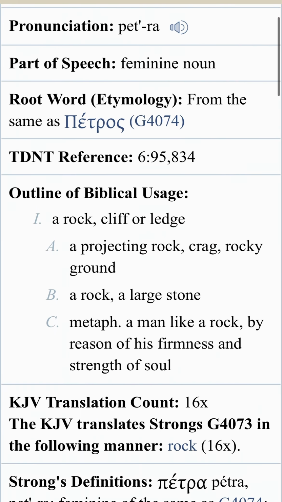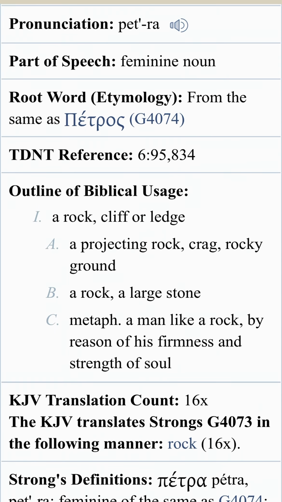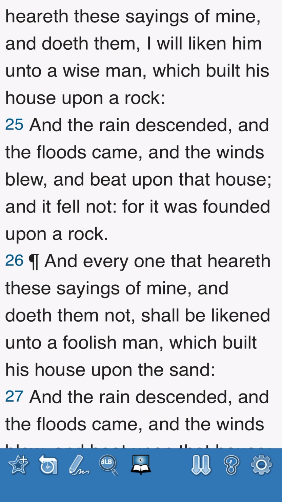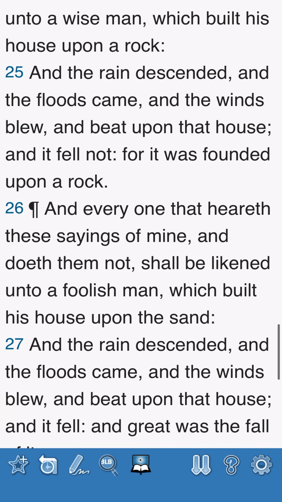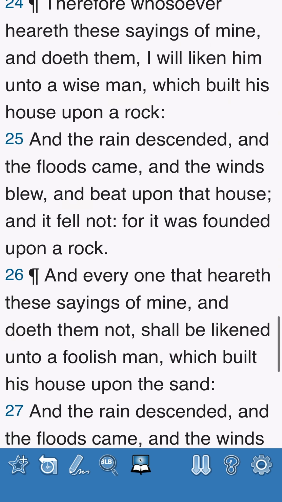It says metaphorically, like a rock by reason of his firmness and strength of soul. So we got to make sure that we're building upon the Lord Yahweh Shai, because spiritually he represents that strength of soul and that firmness, that stability, that can withstand that structural load as to the adversities that are coming upon the planet Earth, the said evils, the said perils. The elect are ultimately going to be protected, because they chose to build the true foundation.